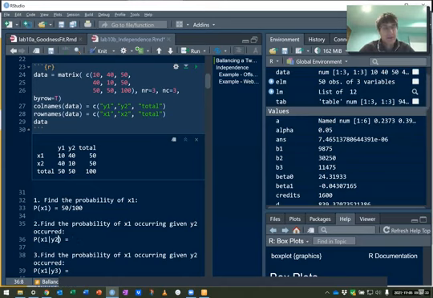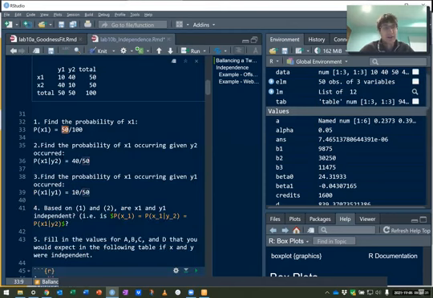So this shows you that x1 seems to be dependent on y, right? Because whether y1 or y2 occurs changes the probability of x1 occurring. That's what we're saying here. So based on this, are these independent? Are these things equal, the probability of x1 occurring given different information? And the answer is no, these seem different.